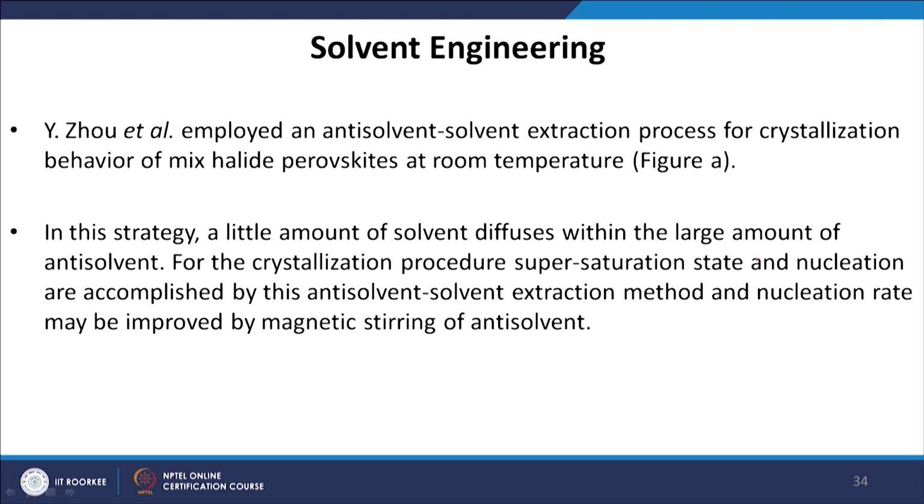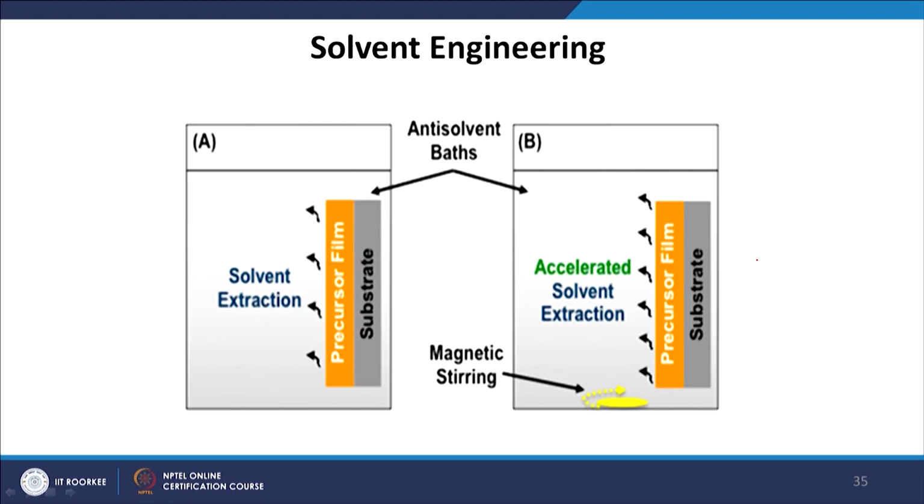For the crystallization procedure, the supersaturation state and nucleation are accomplished by the anti-solvent solvent extraction method, and the nucleation rate may be improved by magnetic stirring of the anti-solvent. So, you can see here the solvent extraction which is happening between the precursor film and the substrate, and here the accelerated solvent extraction is happening due to the magnetic stirring.